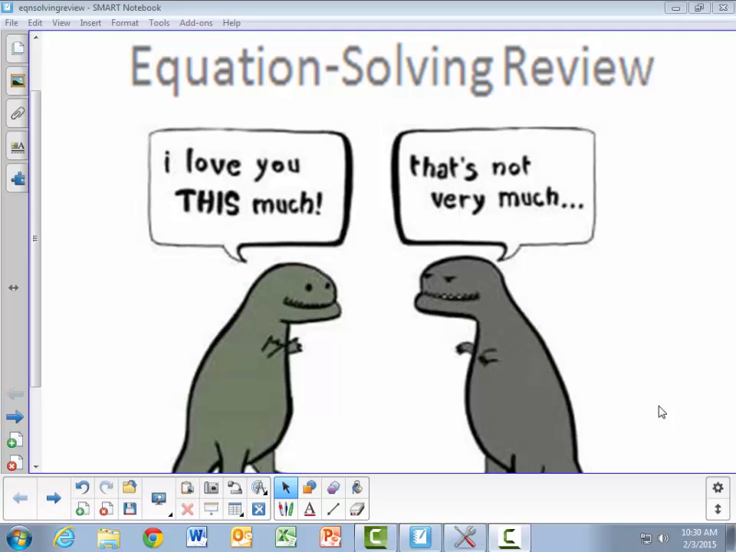This is a tutorial for equation solving. So on your equation solving review package, I'm going to go over basically the first page of examples, and then you will try some of the examples on the other pages.